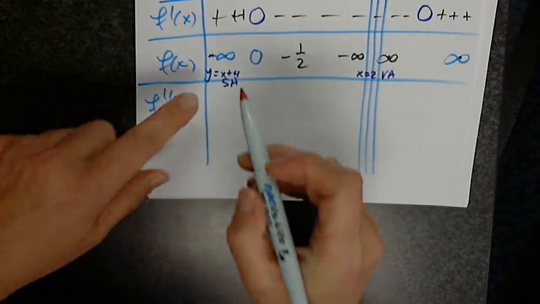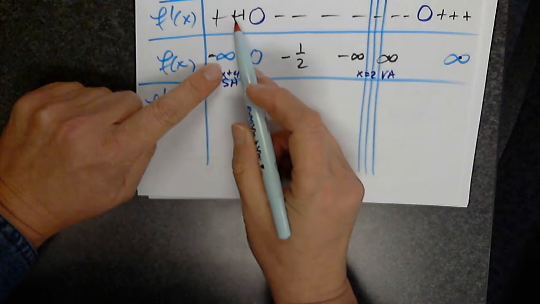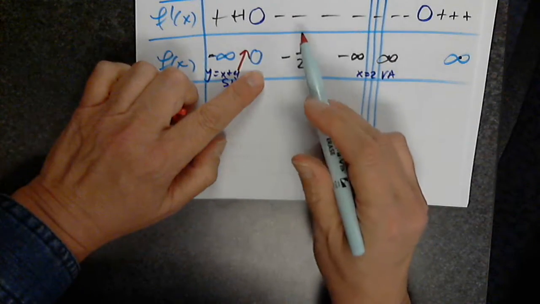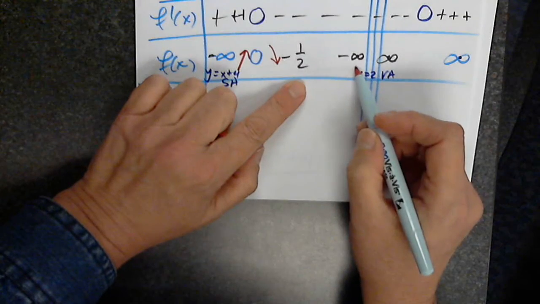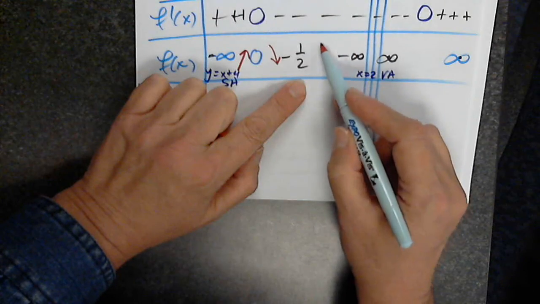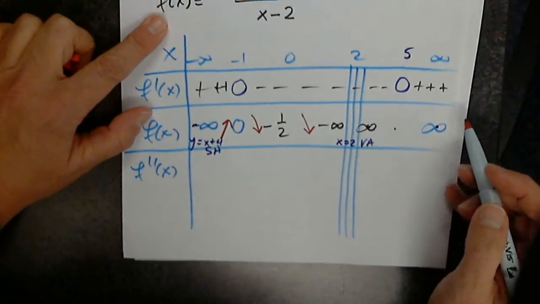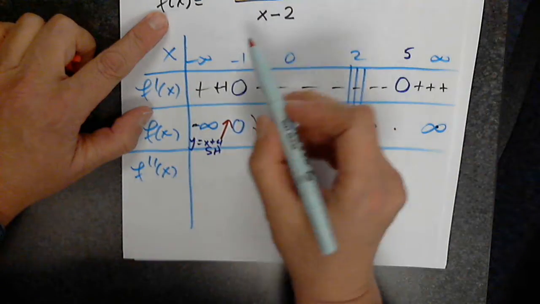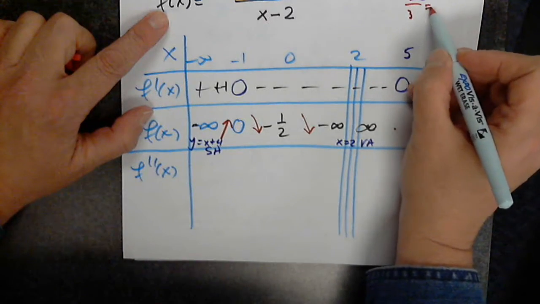From negative infinity to 0, the function is? From 0 to negative 1/2, the function is? From negative 1/2 to negative infinity, the function is? I have to find this value though. Okay, what is it? 25, 35, 36 divided by 3. 12.